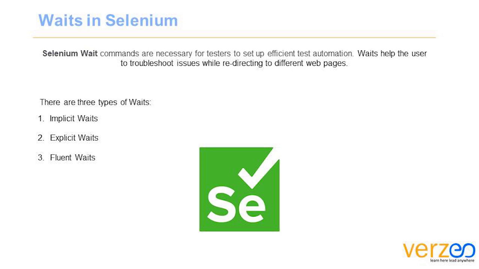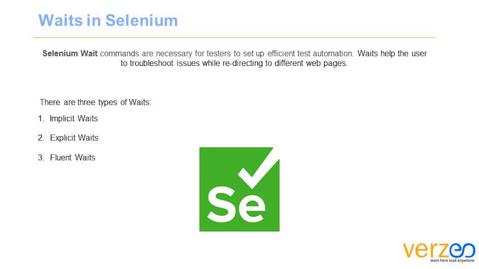So basically, there are three types of waits: implicit, explicit, and fluent. An implicit wait tells the web driver to wait for a certain amount of time before it throws a no such element exception. The default setting is 0. Once you set the time, the web driver will wait for that particular time interval before throwing an exception.